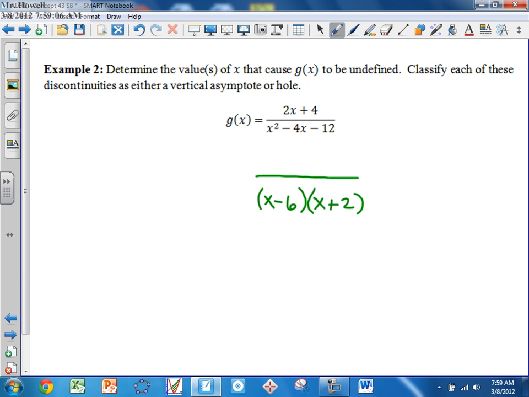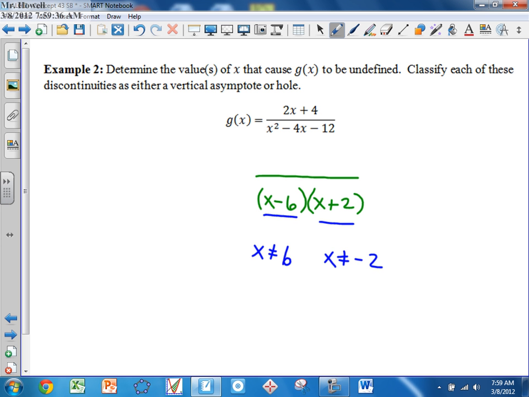Now, once I've done that, what can I see? What will cause this to be 0? What will cause this factor to be 0? Positive 6. So x cannot equal 6. That's one of our restrictions to our domain. Good. X cannot be equal to -2. So far I've determined the values of x that cause g of x to be undefined.